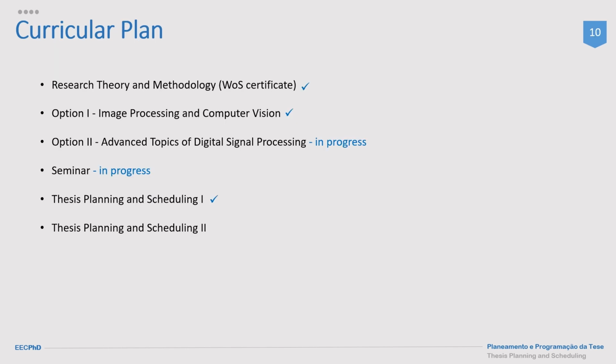For the curricular plan, I chose the options of image processing and computer vision, and advanced topics of digital signal processing.